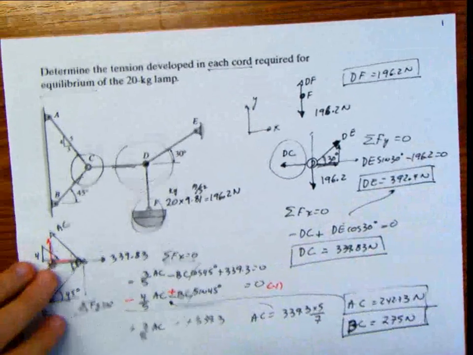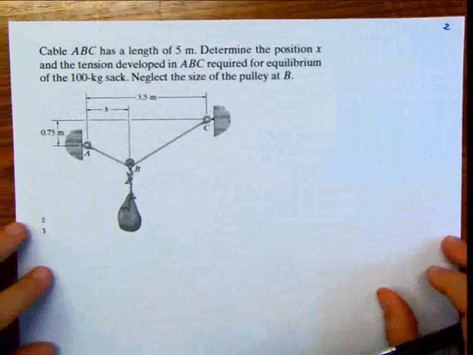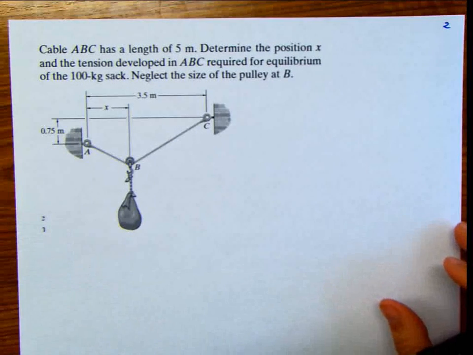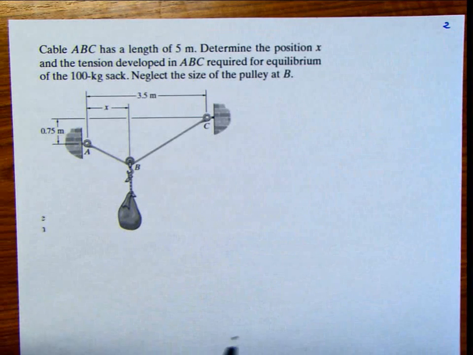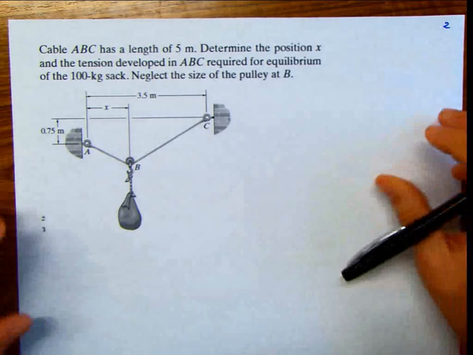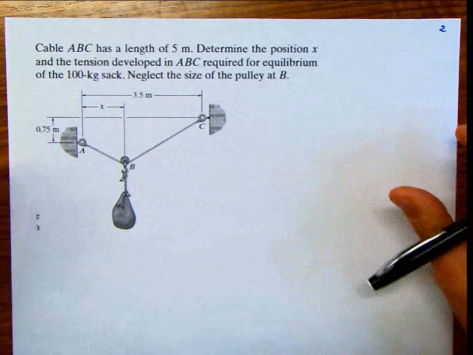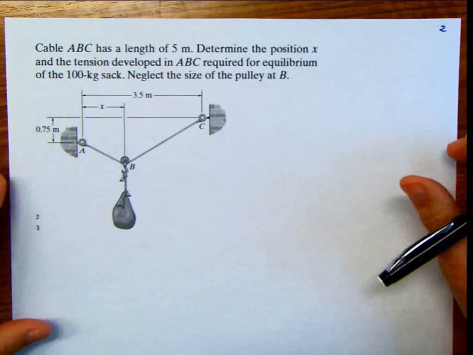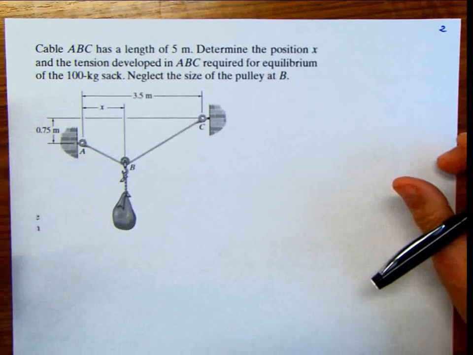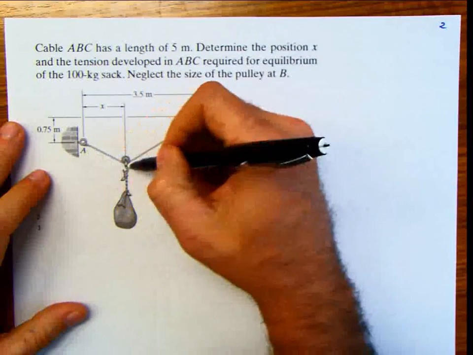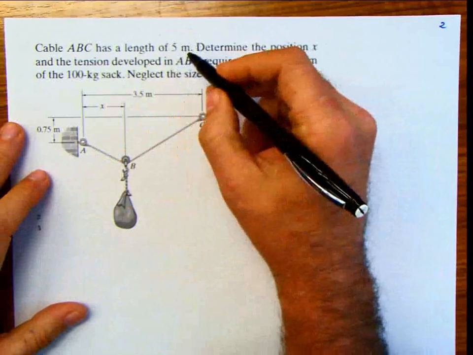Okay, I have one more problem. And this problem has proven to be a pain and a headache for students for a long time. And the reason for that is because students try to solve without even thinking what they have to do. And that's the problem. Let's start from the beginning and let's see what happened here. It says the cable ABC has a length of 5 meters.